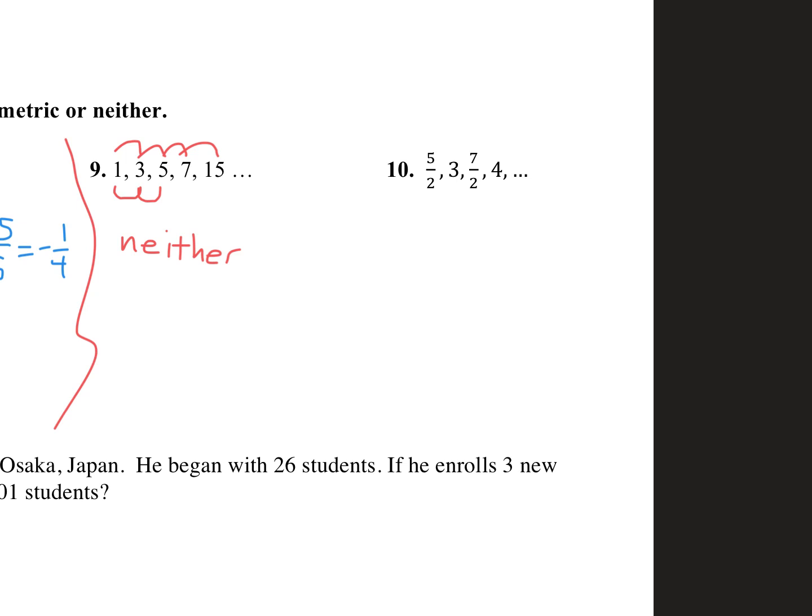All right, for number 10, so some people might not like these fractions. If I change these to decimals, it's a lot more obvious. So if I change 5/2 to 2.5, and then I change 7/2 to 3.5, you can see that it went up by 0.5, went up by 0.5 again, and went up by 0.5 again. So this is arithmetic because it's always adding 0.5 to the last term.